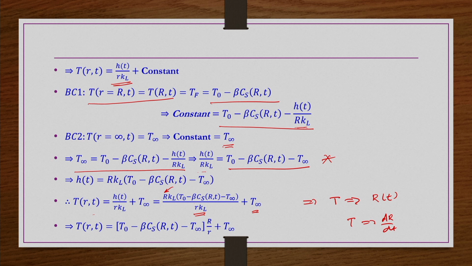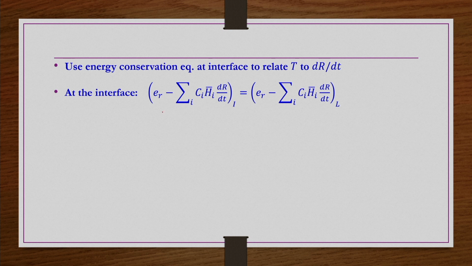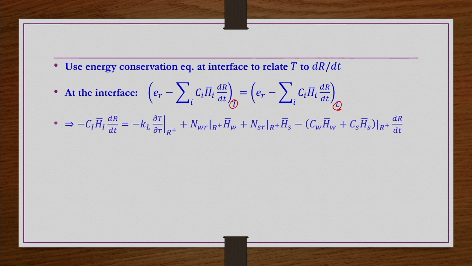by writing the balance at the interface. Okay. So, the temperature distribution as a function of space and time is given by this expression finally. So, use the conservation equation at the interface to relate temperature to dR by dt. When we do, we have E_r minus sigma C_i H_i bar dR by dt on the ice side is equal to E_r minus sigma C_i H_i bar dR by dt on the liquid side, right.